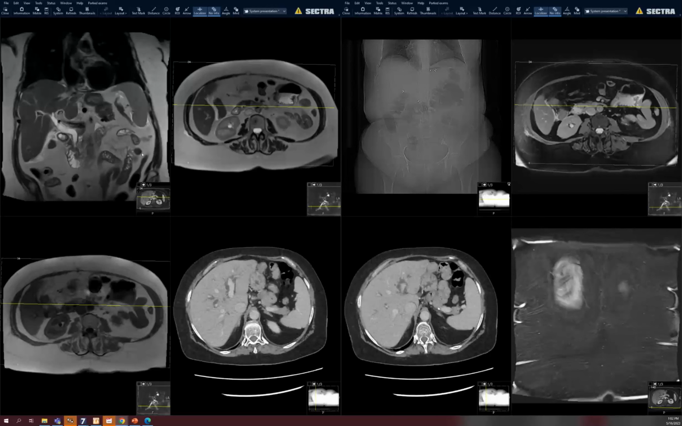Lady came with, got it, obstructive jaundice, and we had these MRI and CT images. So I will start with the MRI axial images.